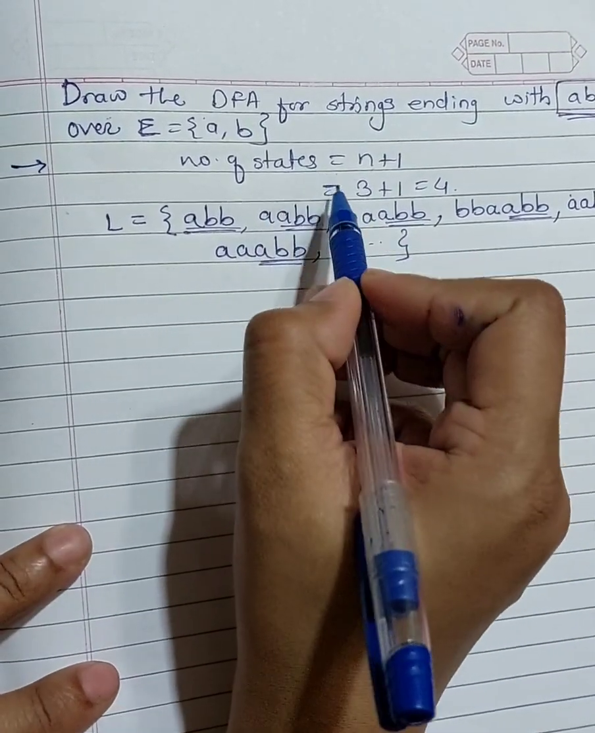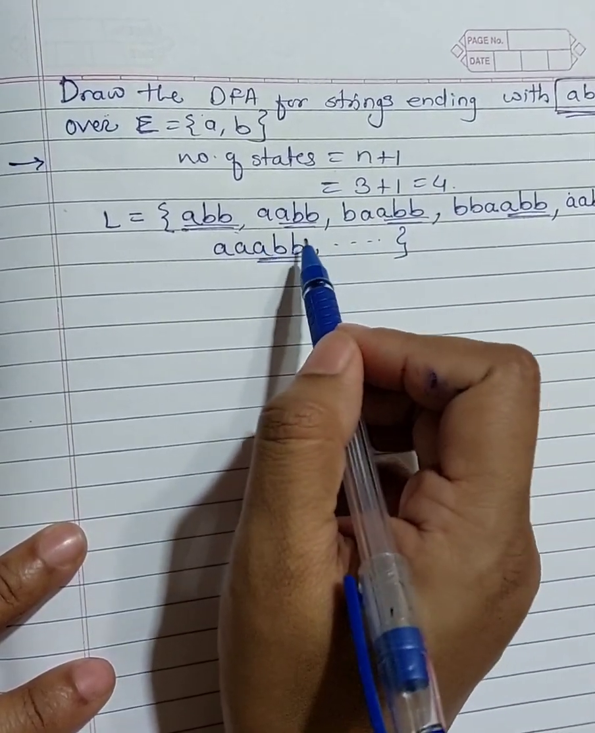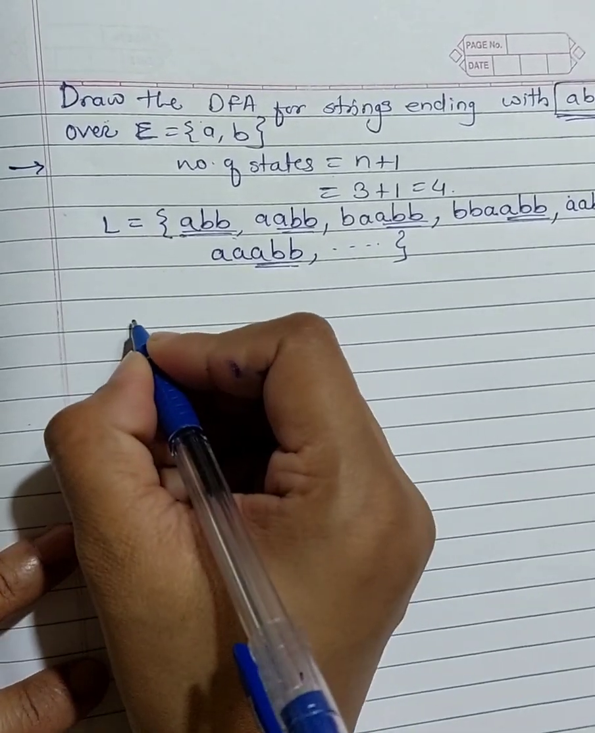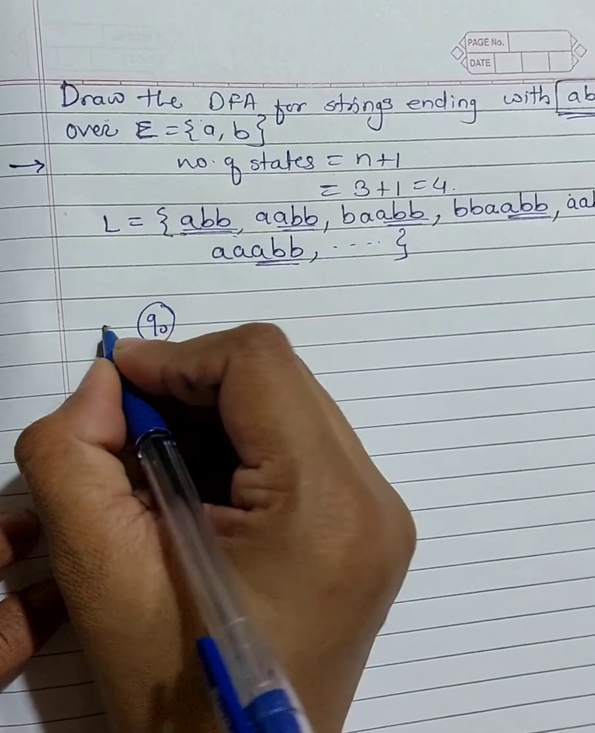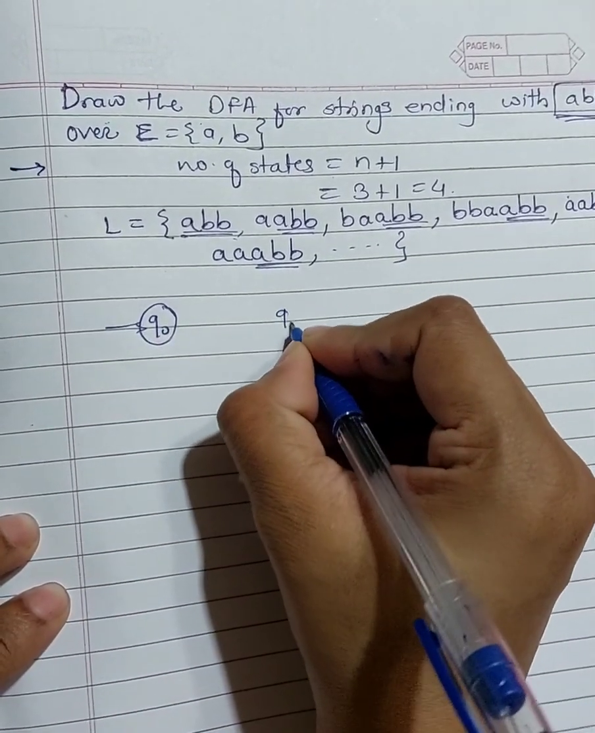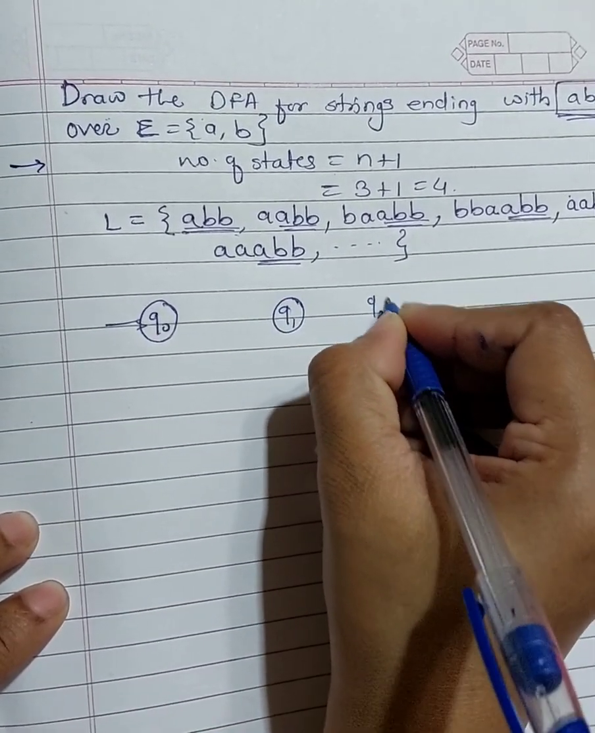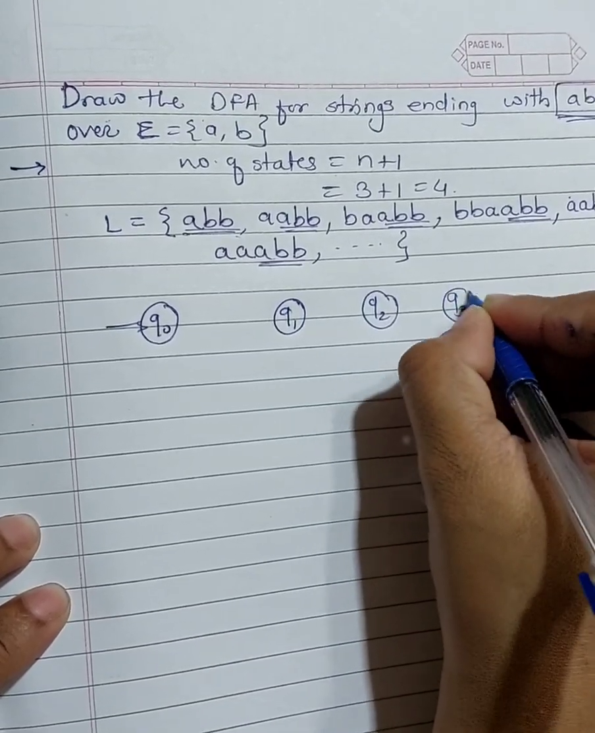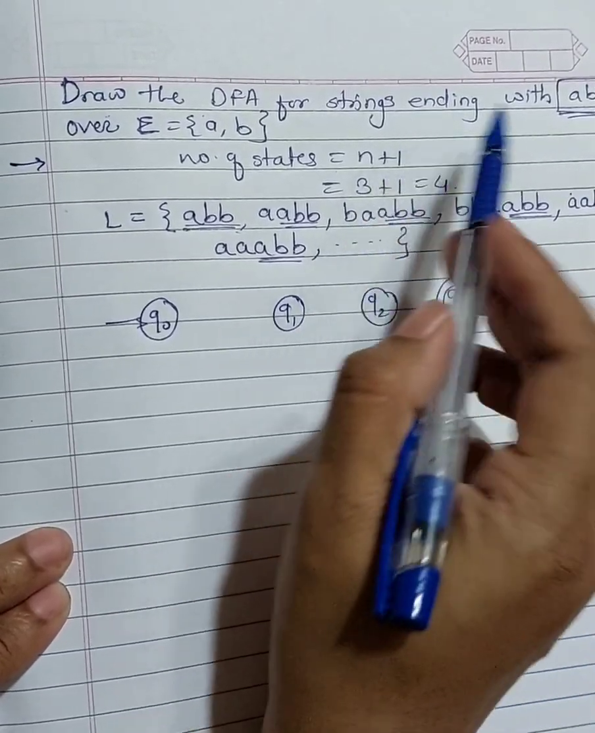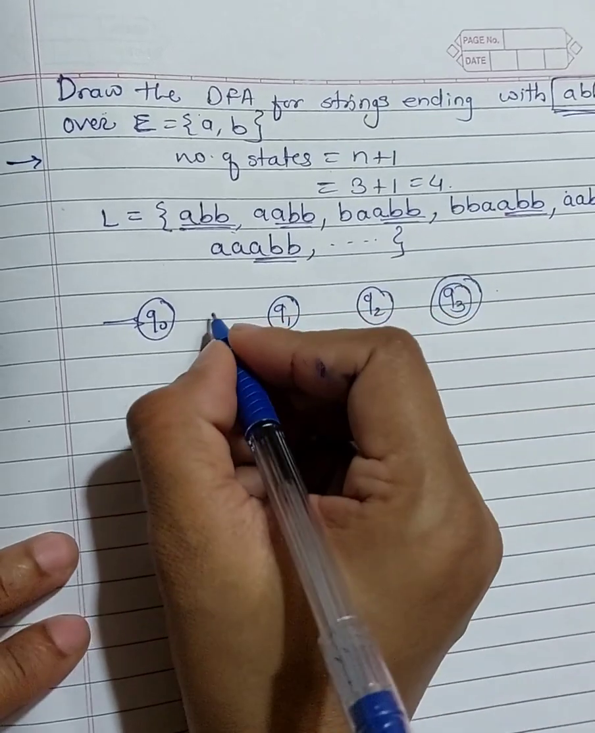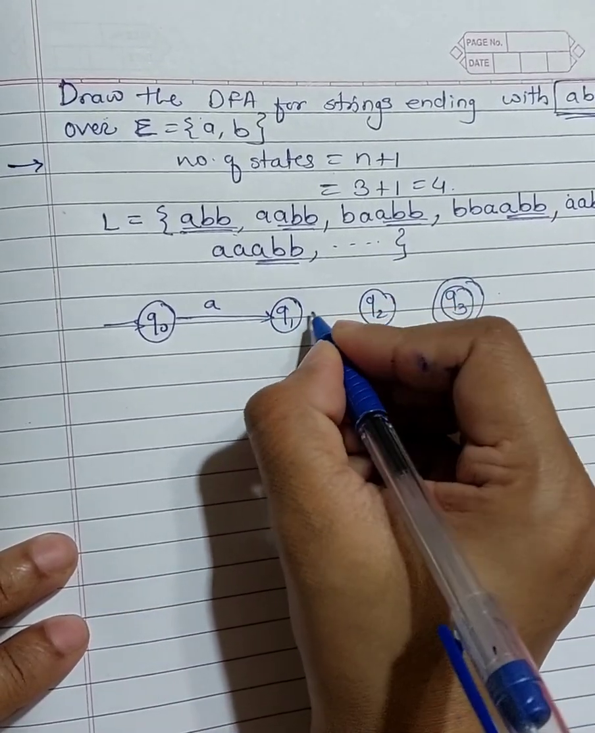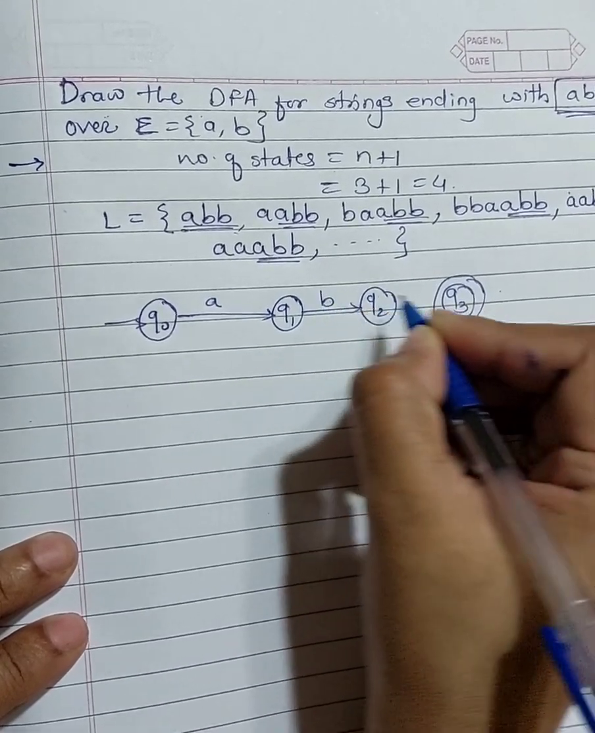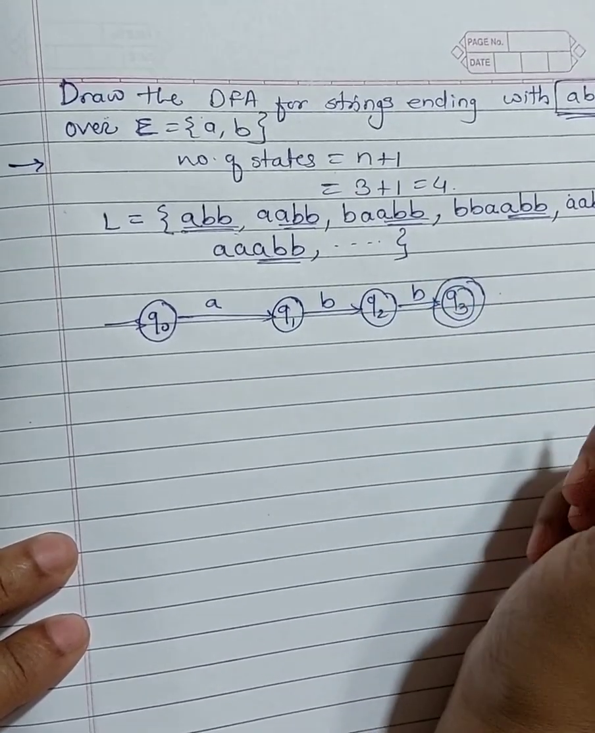So now we are ready with the number of states. We have the strings, so we can draw the DFA. Now number of states we have 4, so we're going to draw like this. Q0 is an initial state, then we have Q1, Q2 and Q3 will be our final state. Now the string which is given in the problem statement provides the transitions like this, from Q0 to Q1 for input A, Q1 to Q2 for B, and Q2 to Q3 for B again.